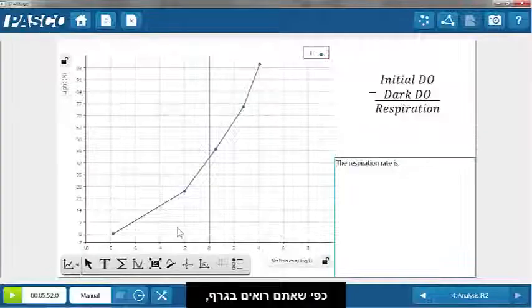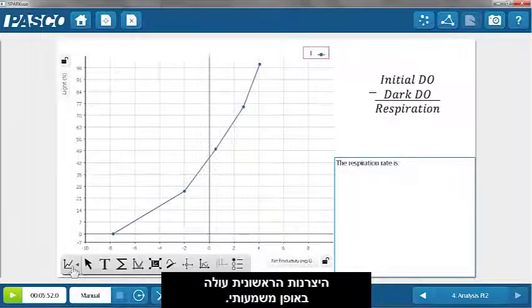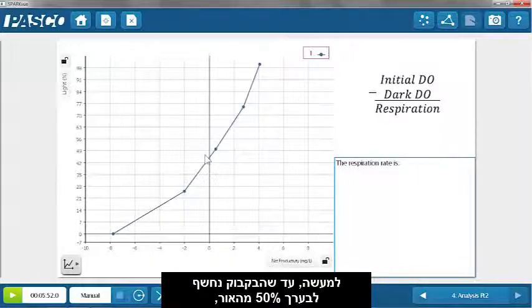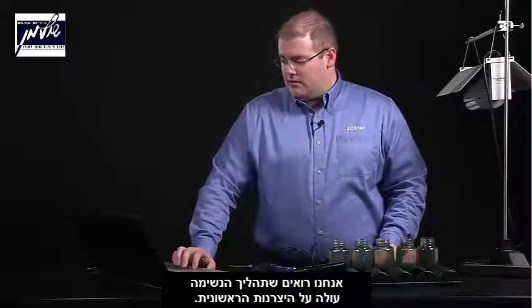As you can see in the graph here, as more light was available to the chlorella, the primary productivity went up considerably. In fact, until we got to around 50% of the light getting through to the bottle, we were seeing more respiration than productivity taking place.